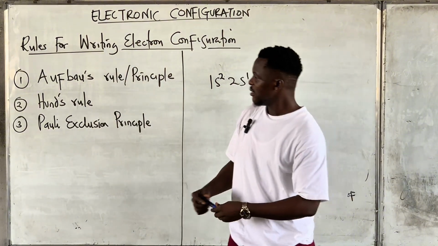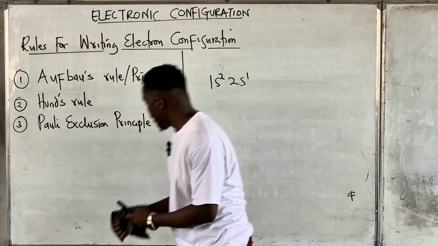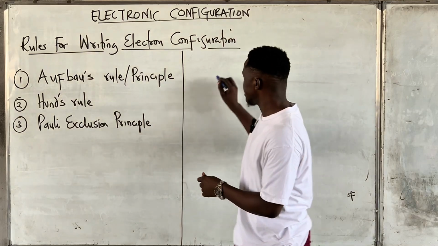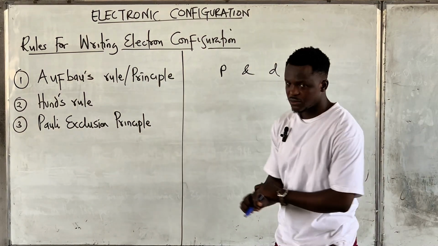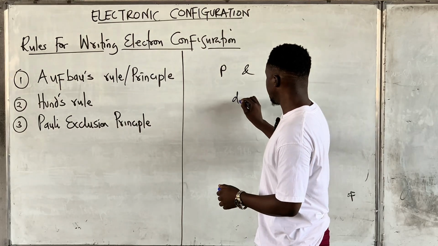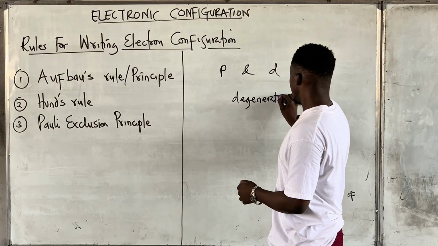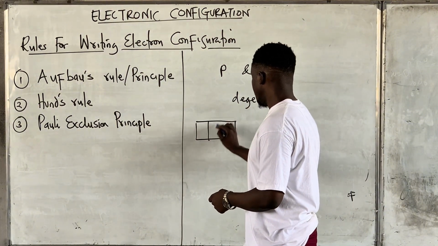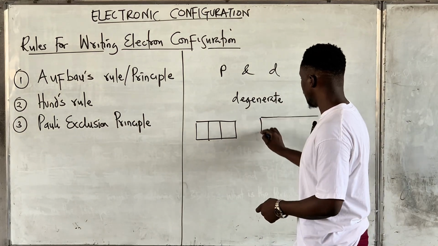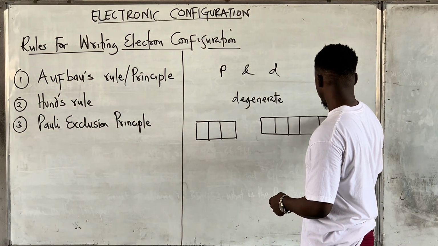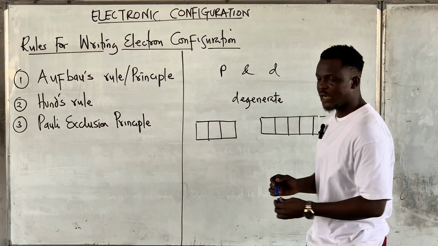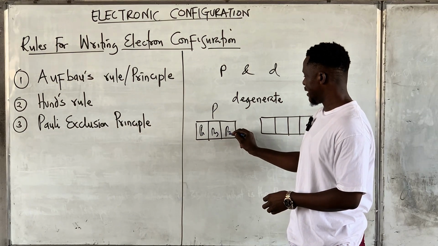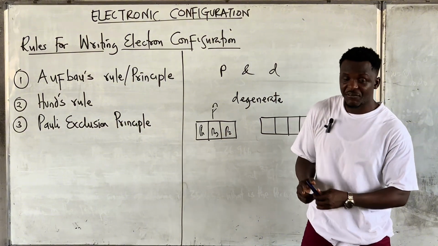Higher energy. All right. Now, the second one is Hund's rule. This says that degenerate orbitals are the p and the d orbitals. Degenerate simply means they are orbitals of the same energy. The p orbital has 3 sub-orbitals, 1, 2, 3, while d has 5 sub-orbitals. What this is trying to tell us is that since this is the p orbital, which is px, py, and pz, they all have the same energy.